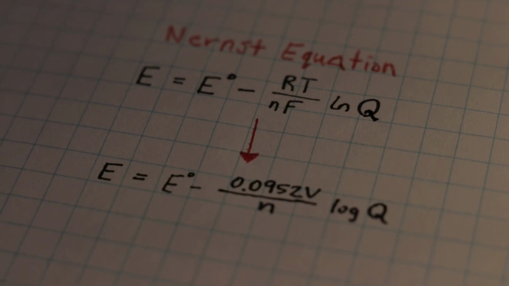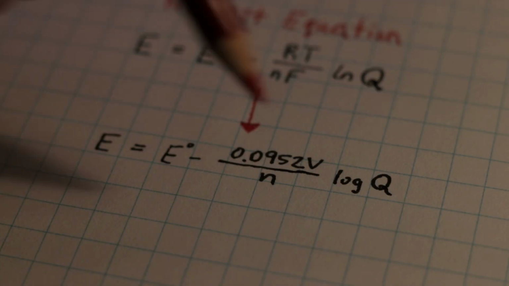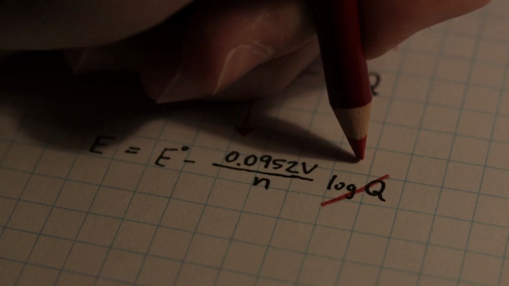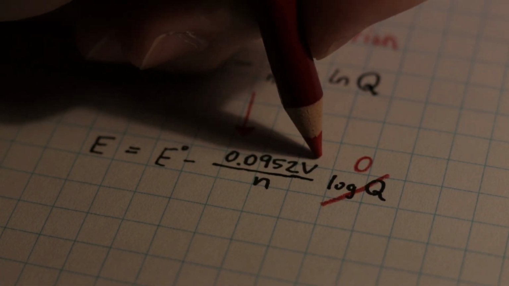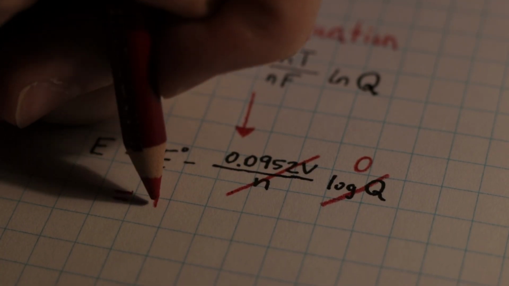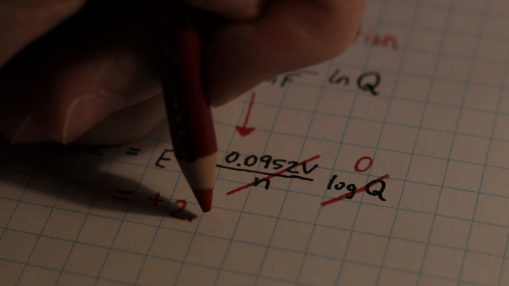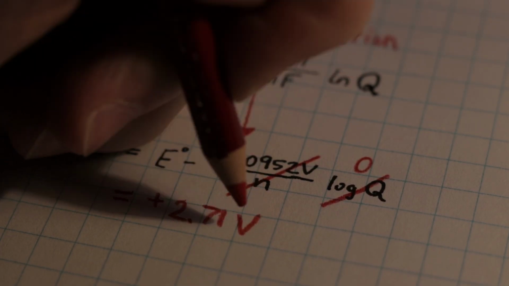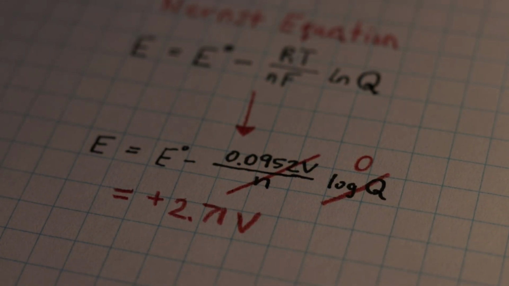Here, n is the number of moles of electrons that gets transferred, 2 in our case. However, because Q is the ratio of our concentrations of products over reactants, and both concentrations are approximately 0.5 molar, that means the log of Q becomes 0, and our actual potential should match our ideal potential, but as we saw, it doesn't. So there are more factors at play when determining the actual voltage of a voltaic cell.